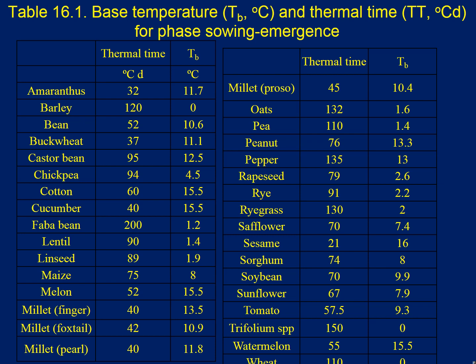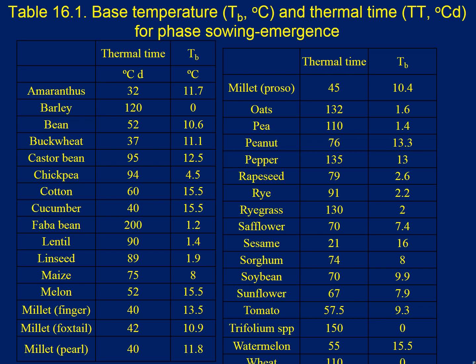In this table that you can find in the book of Villalobos and Ferreres 2016, we see the base temperature and the total thermal time required for the phase sowing to emergence for different crop species. We see that the base temperature can be as low as 0 in the case of winter cereals, wheat or barley, and it can be as high as 15.5 for melon or watermelon.